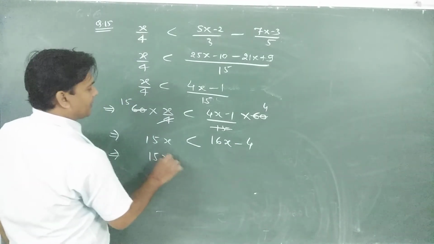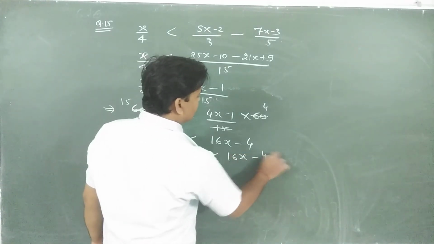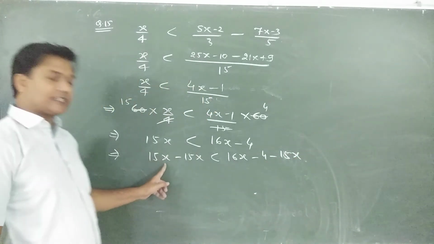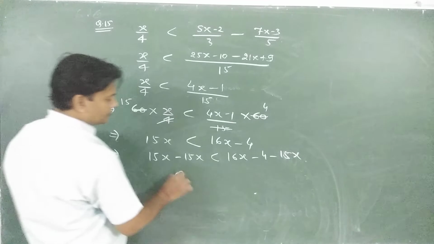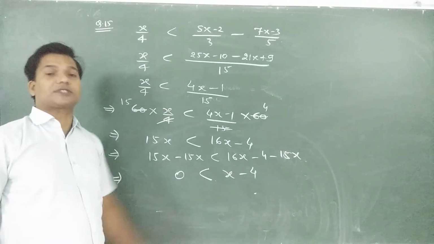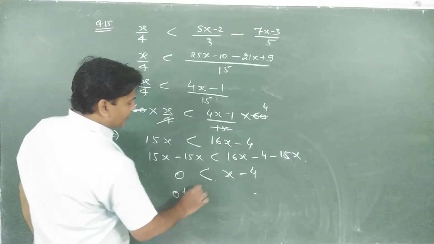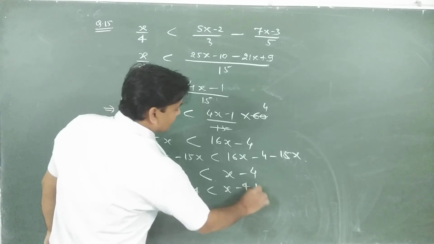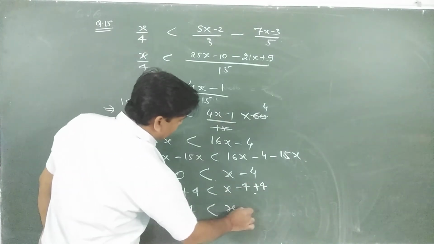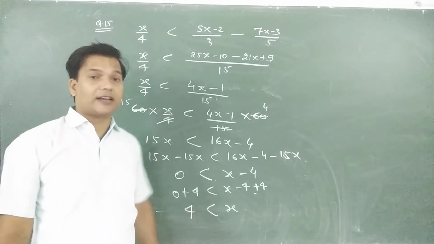So 15x minus 15x is 0, and here is 16x minus 15x, so this is 0 is less than x minus 4. Now we have to remove this minus 4 from that side. For that, adding 4 on both sides. So we are getting 4 is less than x, or we can say that x is greater than 4.